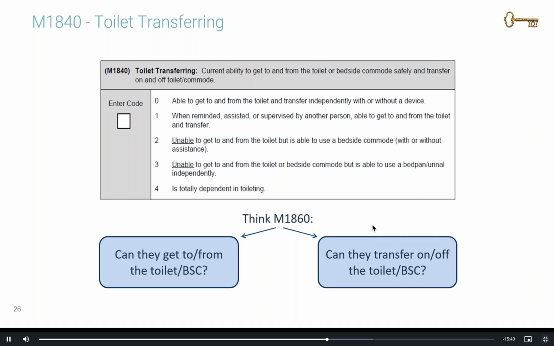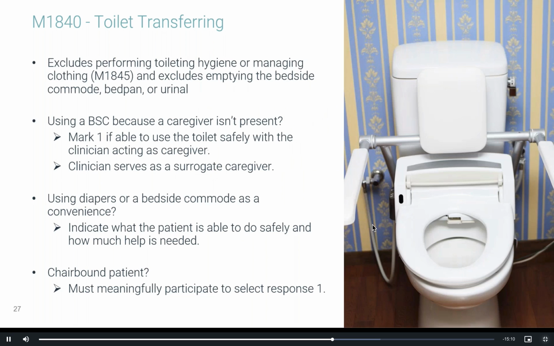Because if they can't get to where their toilet is, or even maybe to their bedside commode, then that means you can't mark 0 because they have to be able to do that independently. Instead, you would need to select response 1. Same thing with the transfer process. If you're seeing that they have balance issues when you're assessing someone, then that might be a clue that they're going to need some help with transferring on and off the toilet. You're going to want to assess that and make sure you're putting all those parts together to paint that picture of a patient that makes sense, where you're showing it all fits together correctly.